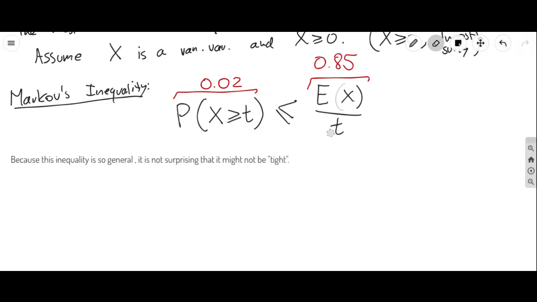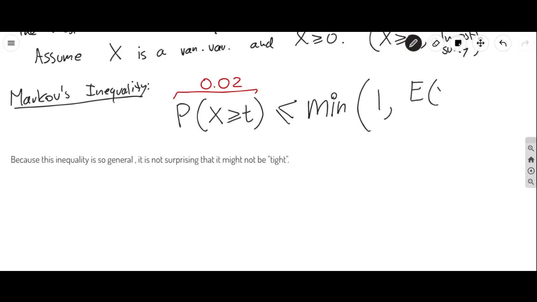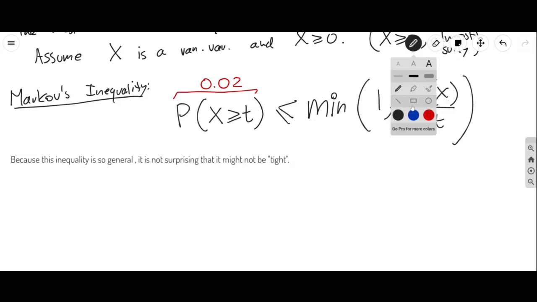But let's say you're getting something useful. I mean, if you want to, you could of course say that it's bounded by the minimum between 1 and that expectation ratio, because probability can never exceed 1. But let's say the bound comes out to be 0.85. Okay, so as you can see, if those are the numbers, this inequality is what we say is not tight, in that this number is substantially smaller than that number.